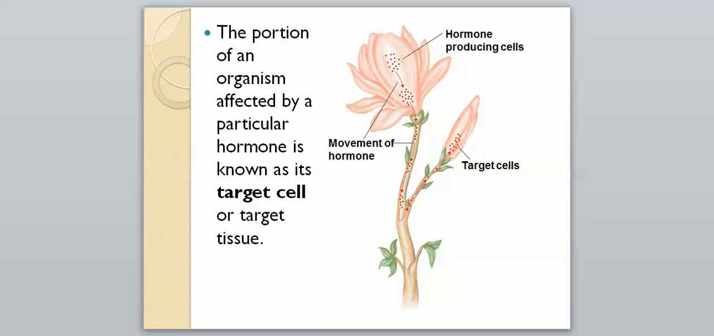So we can see here the portion of an organism affected by a particular hormone is known as its target cell or target tissue. So if we look in our picture over here on the right, we have our target cells over on the far right portion over here in this undeveloped flower, and the hormones are being produced all the way over here on the left in this developing flower. So we have our hormone producing cells, the movement of our hormone, and the target cell, which is the area that it's targeted for, that the hormone will affect.